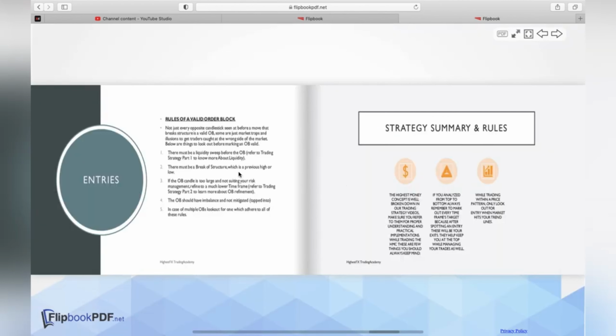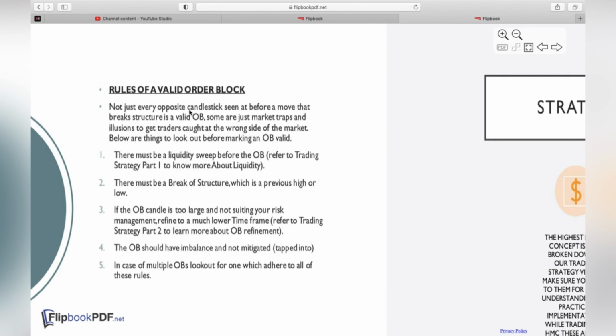These are rules for a valid order block. Okay, let's go through the rules before we go to the chart. It says rules for a valid order block. It says not just every opposite candle seen before a move that breaks a structure is a valid order block. Some are just market traps and illusions. Sometimes the market just creates those kinds of candles there so that traders will think that is it.